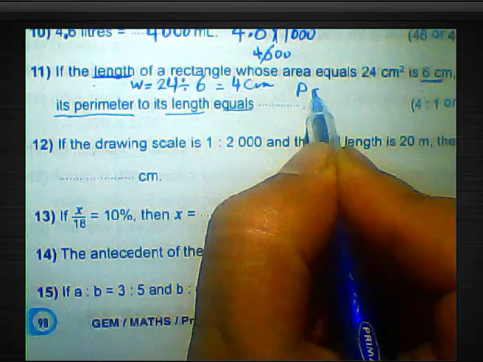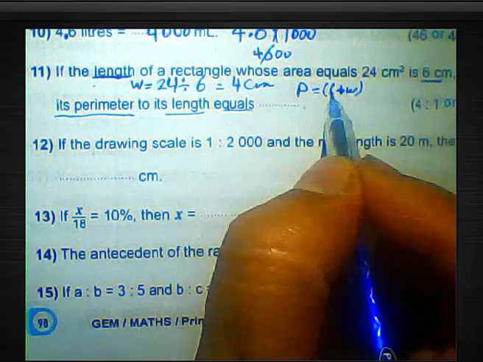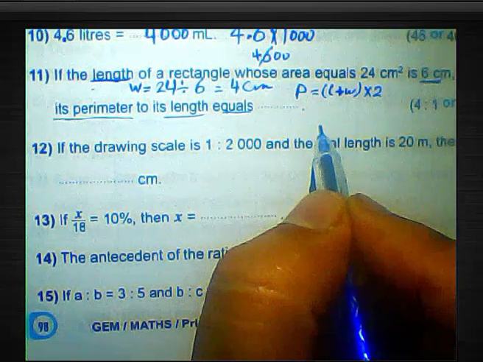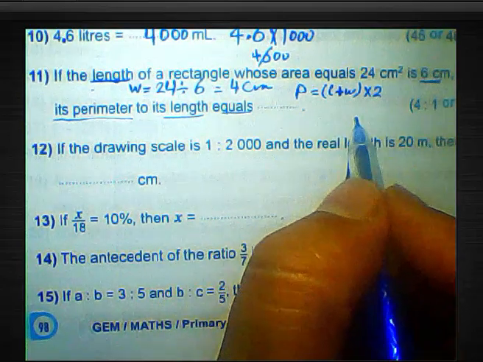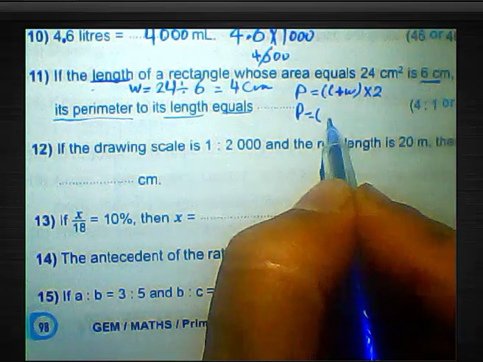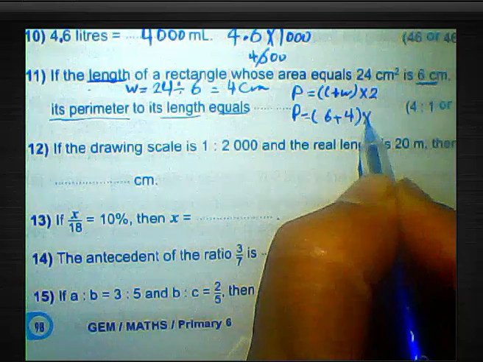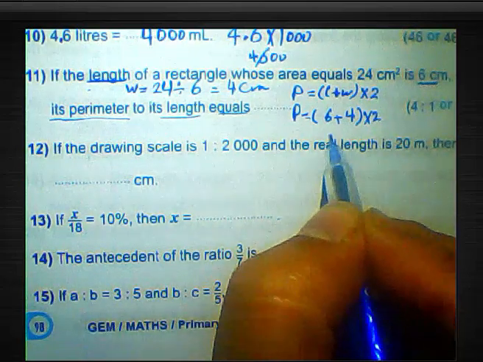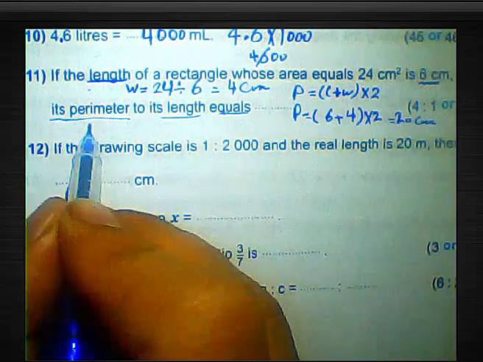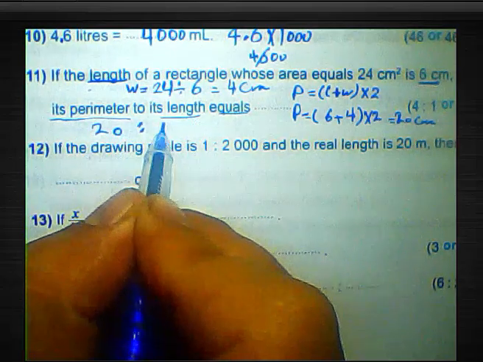Then you can find the perimeter. Length multiplied by width equals area, but perimeter equals length plus width, multiplied by 2. The length here was 6 centimeters and the width was 4 centimeters. 6 plus 4 equals 10. 10 times 2 equals 20. Then the perimeter will be 20 centimeters. So the ratio between the perimeter and its length will be 20 to 6.